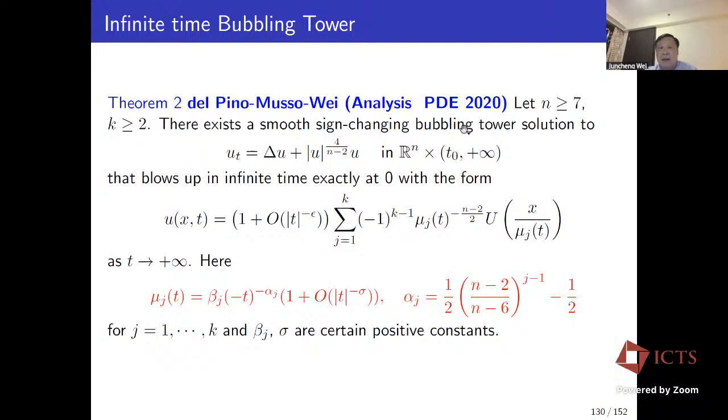estimate. And recently there's a very nice result by Mel and Kim. In CPAM, they showed that if you have a bubble tower in the radially symmetric case, the bubble tower must be like this rate. So we constructed the sign-changing bubble tower, but Mel and Kim classified the bubble tower blow-up rate, and this is the only bubble tower blow-up rate we can have.